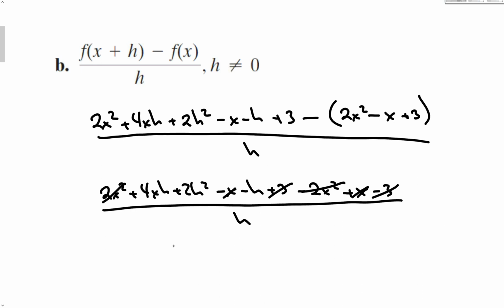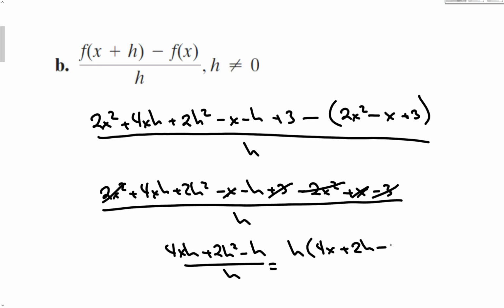And what we're left with is 4xh plus 2h squared minus h, over h, which then have a common factor. The top has a common factor of h: 4x plus 2h minus 1, all over h, which now can cancel to leave me with my difference quotient of 4x plus 2h minus 1.